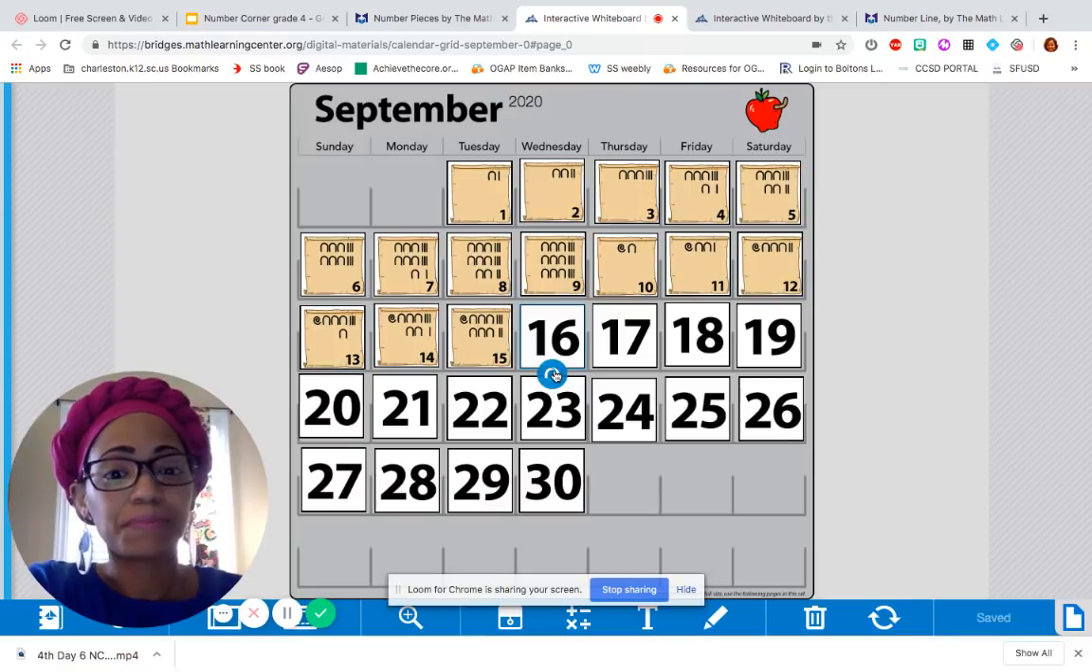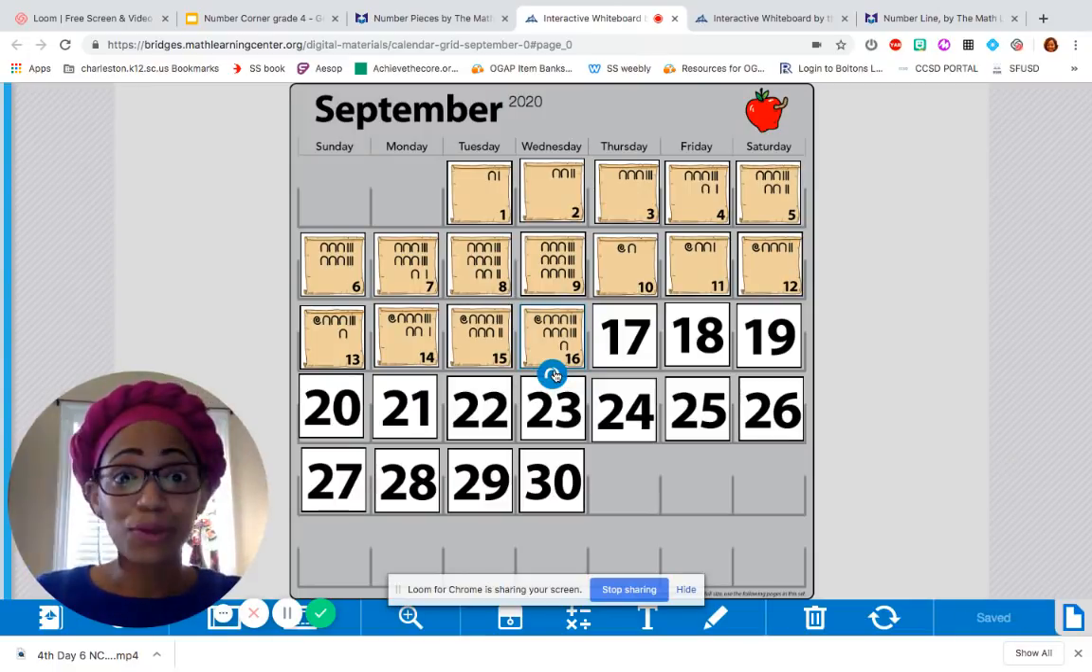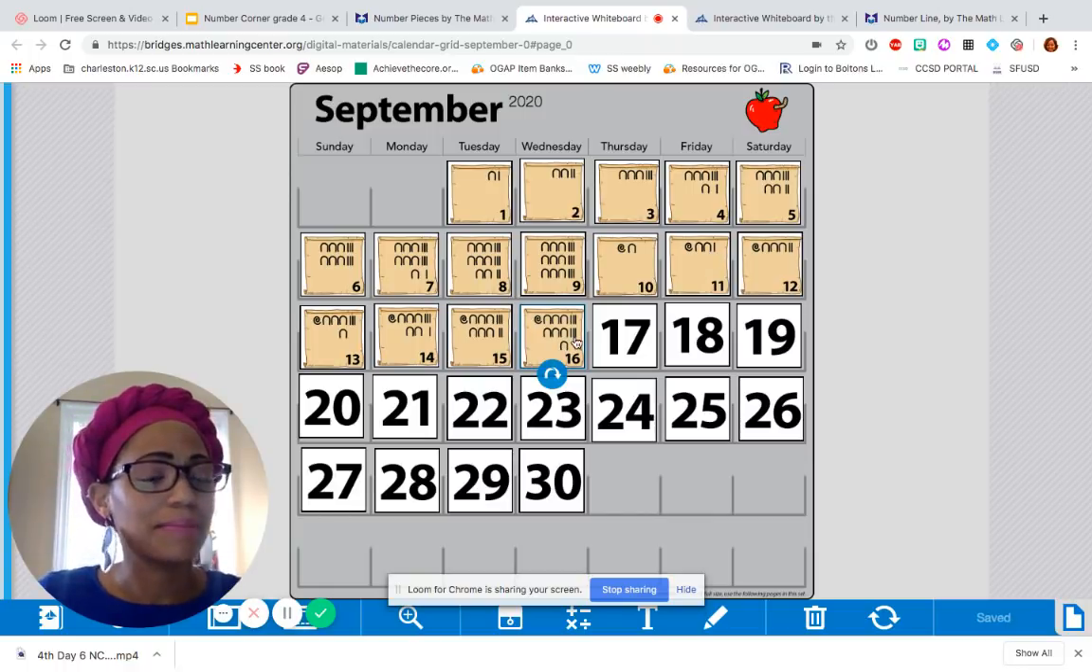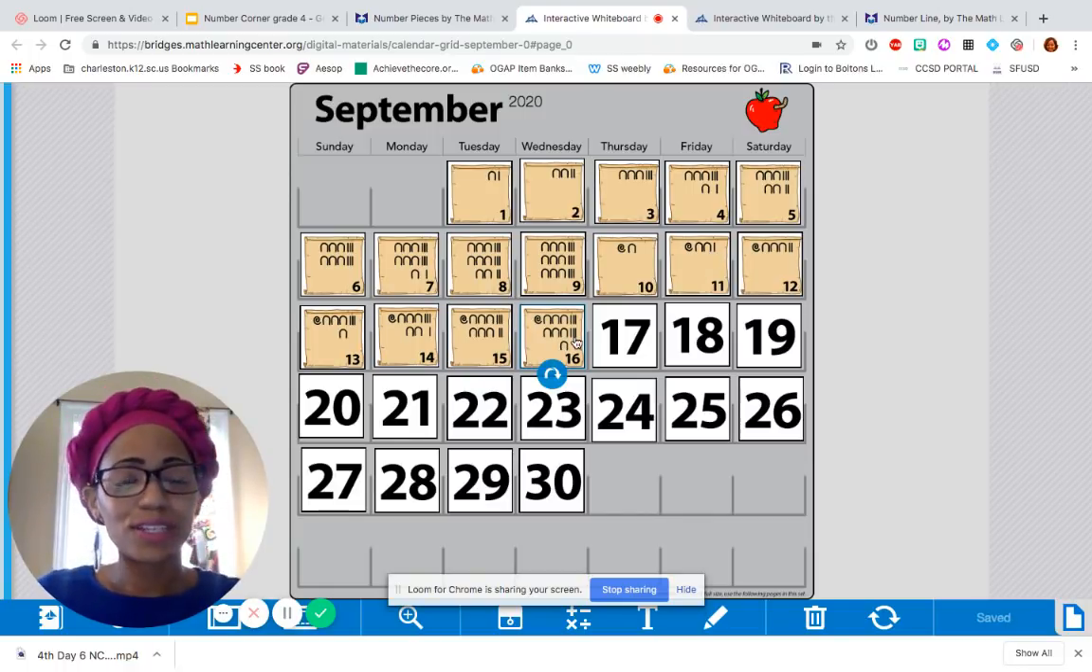All right, let's check it out. Is that what you thought? Yeah? Good. You're getting much better at making predictions because you're getting the hang of this pattern that's happening on our calendar grid. So good job.